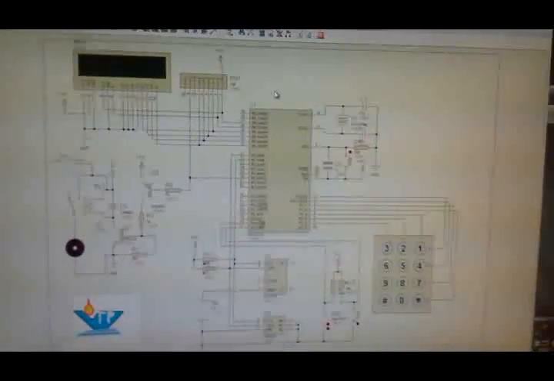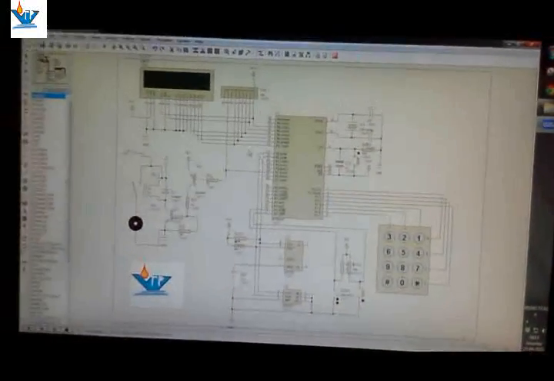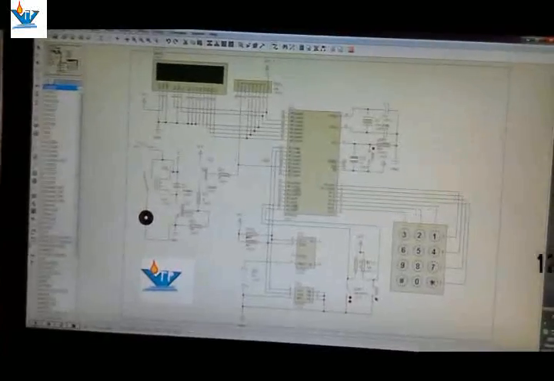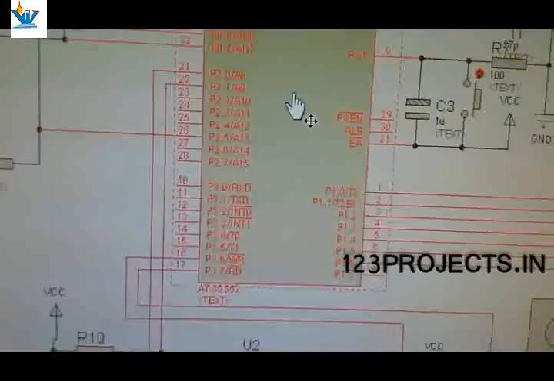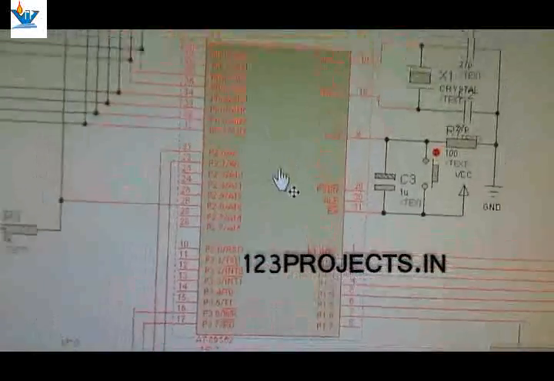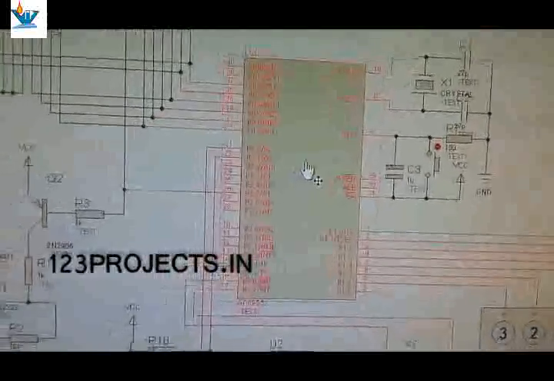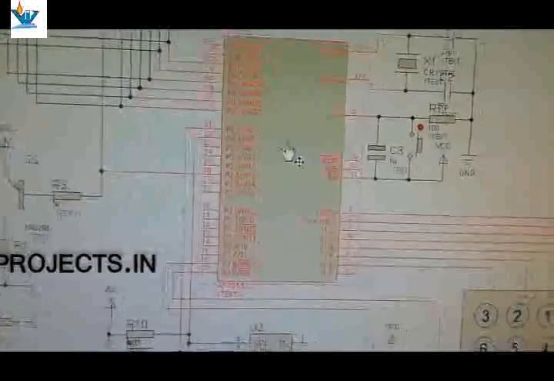Here is a project of automatic school bell. Main components of the project are this chip, the 8051 chip, 89S52. It has 4 different ports. There are 8 bits in each port.